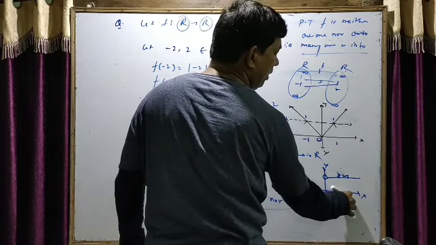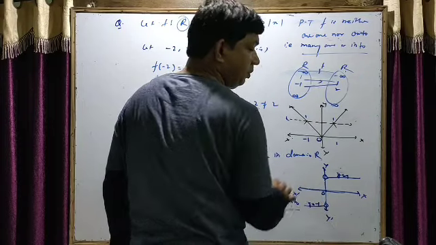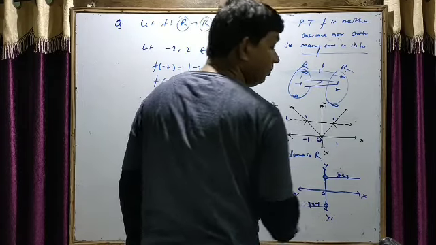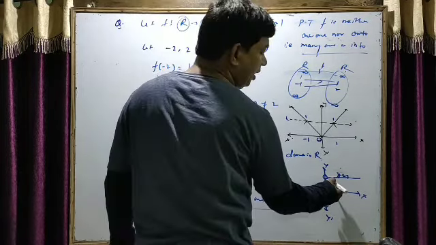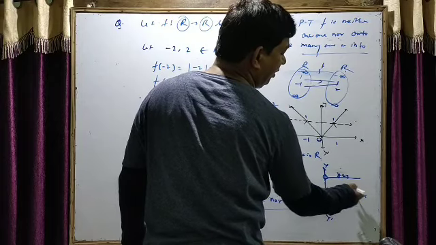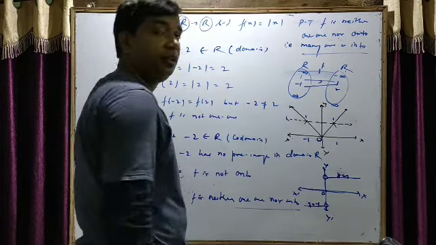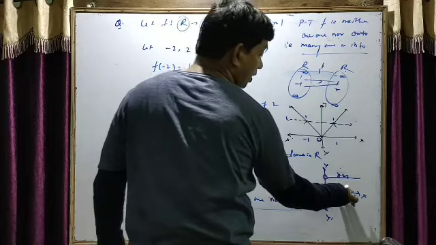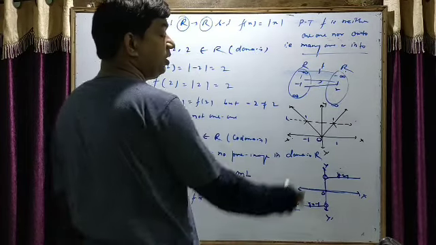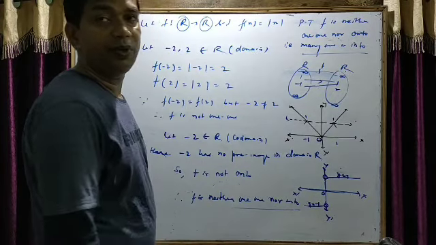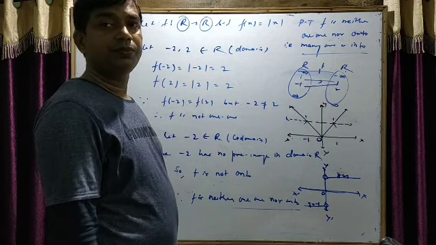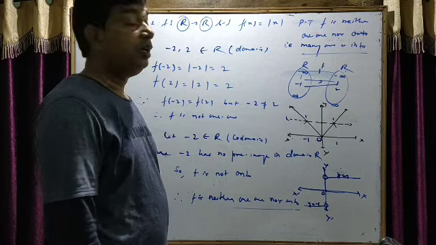So two distinct elements, same image. So this is never 1-1. And by the graph, you see any line parallel to the x-axis, so many answers will be there. So many inputs, the output is the same. So it is never 1-1. So the Signum function is also not 1-1.